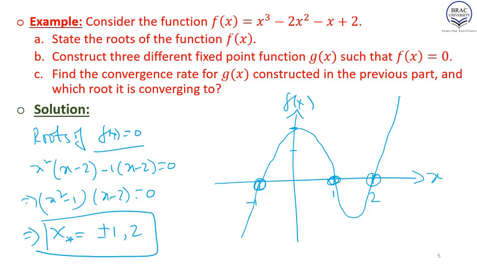Now we construct g of x for this function f of x. And in part C, when you compute the convergence rate, we need to find out which of these three roots it is converging to, if it converges. Let's see. The first thing we compute, part B, is what we are doing now. So g of x. You can check here that we have x cubed minus 2x squared minus x plus 2 equal to 0. That is the root, f of x equal to 0.